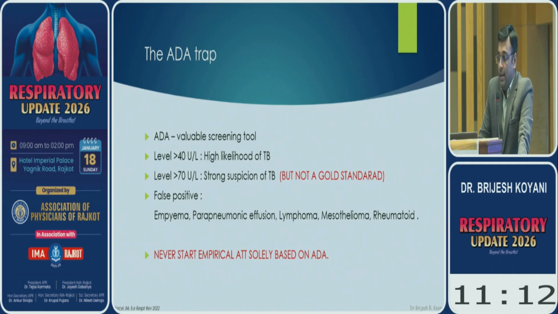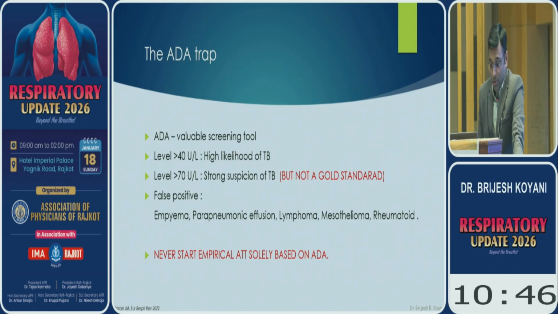But still, ADA is not a gold standard test, and we should keep that in mind, because there are chances of high false positive reports in ADA, like in empyema, parapneumonic effusion, lymphoma, mesothelioma, and rheumatoid pleurisy. So never ever start empirical ATT solely based on the ADA. This sentence we should always keep in mind: ADA is not a marker to start the ATT.